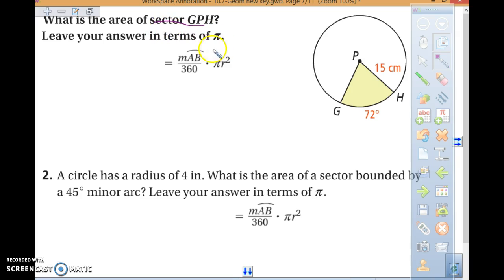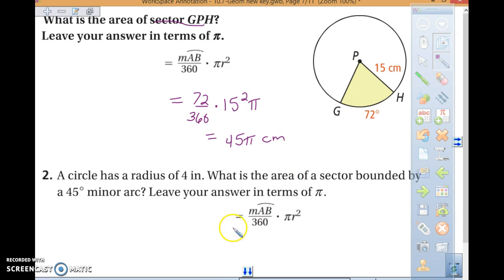Because it's a sector, we want the area formula. Just like the last question we did. So we want 72 degrees out of a total of 360 times the entire area. So that's 15 squared pi. If we leave this in terms of pi, we get 45 pi. And our label would be centimeters.